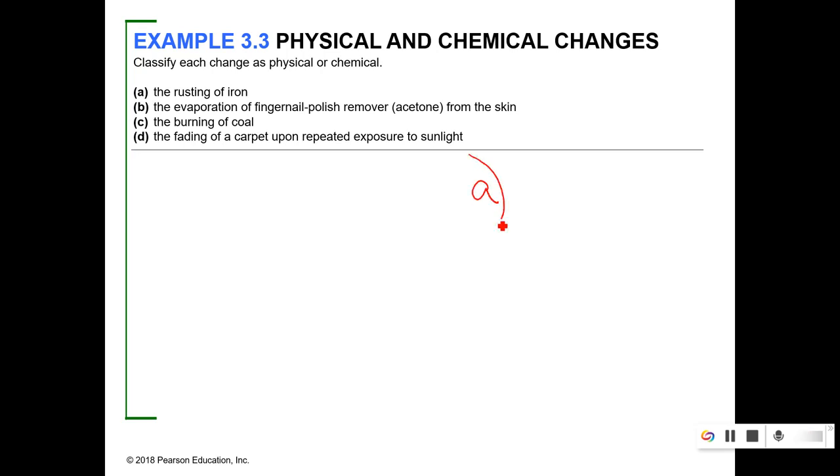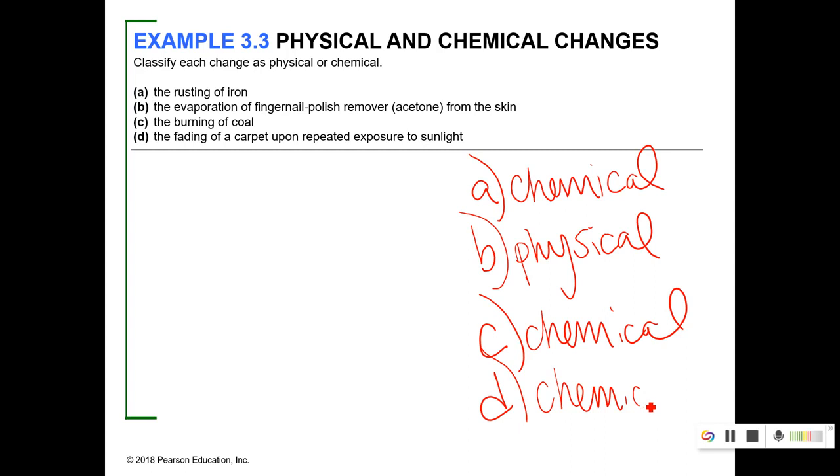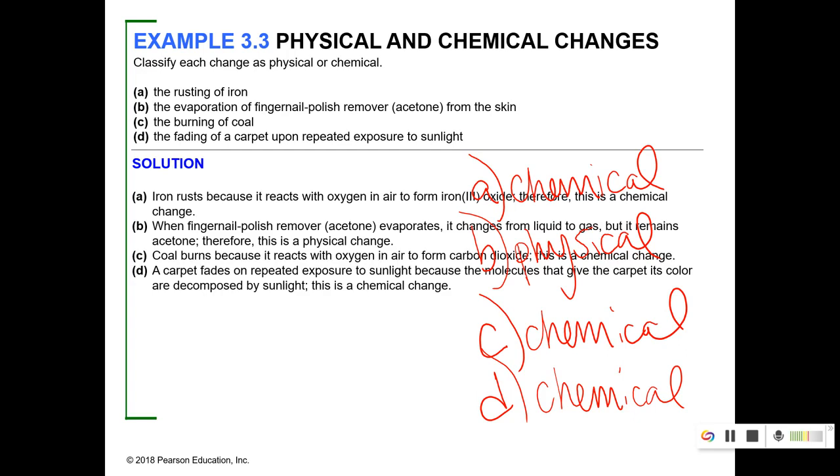All right, so let's look at some physical and chemical changes. Rusting, that is chemical. I cannot get that back unless I do a reaction. Evaporation is a physical change because it's changing states from liquid to gas. Burning: once you've burned coal, you're done. You can't get that coal back, so that's chemical. Most of the time when you see burning, it's chemical. And then D, fading of carpet upon repeated exposure to sunlight. Again, that one's a weird one. I'm not going to ask any like that, but they're going to say it's chemical because it's reacting with the sun. You're not going to be able to get it back to its original finish, kind of like the car.